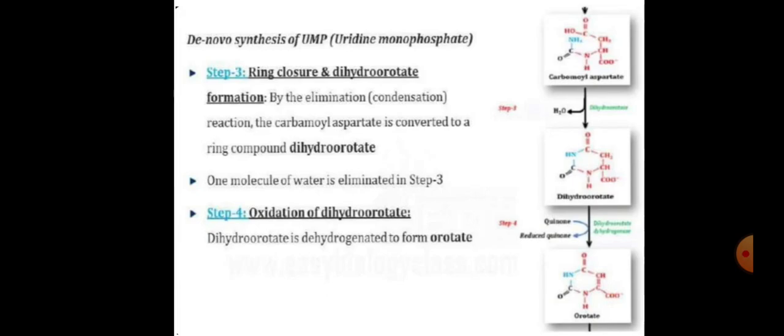Next, the third step is the ring closure and dihydroorotate formation. The reaction is a condensation reaction. The carbonyl aspartate is converted to a ring compound that is called dihydroorotate. One molecule of water is eliminated in step 3. Then the next step is the oxidation of dihydroorotate. Dihydroorotate is dehydrogenated to form orotate.